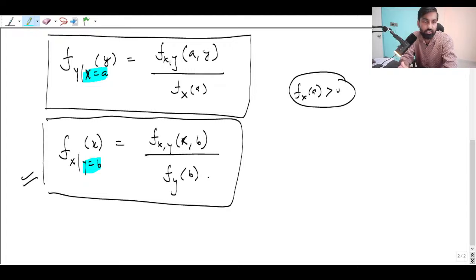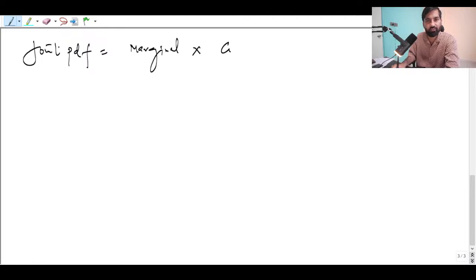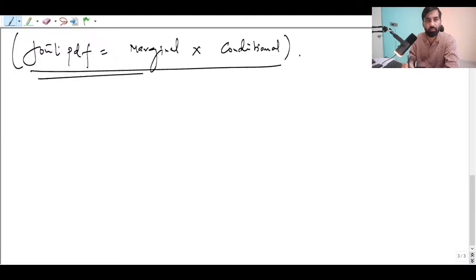Joint means the marginal times the conditional. That I have already discussed to you, right? Joint means marginal times the conditional. Here I can write also, joint PDF means the marginal times the conditional. This is important to keep in mind, right?